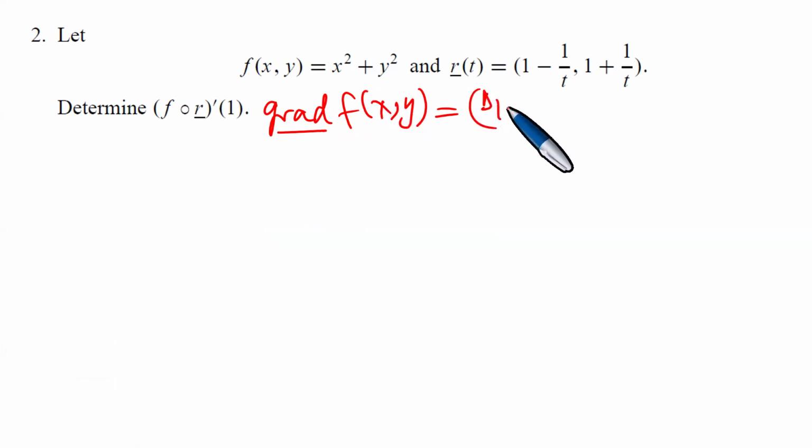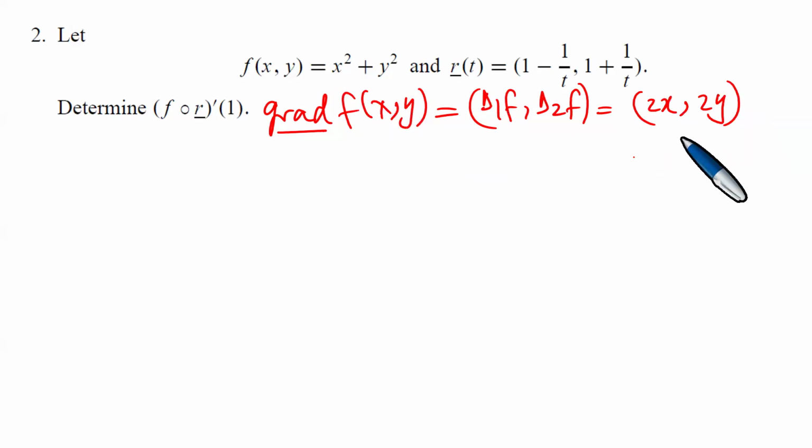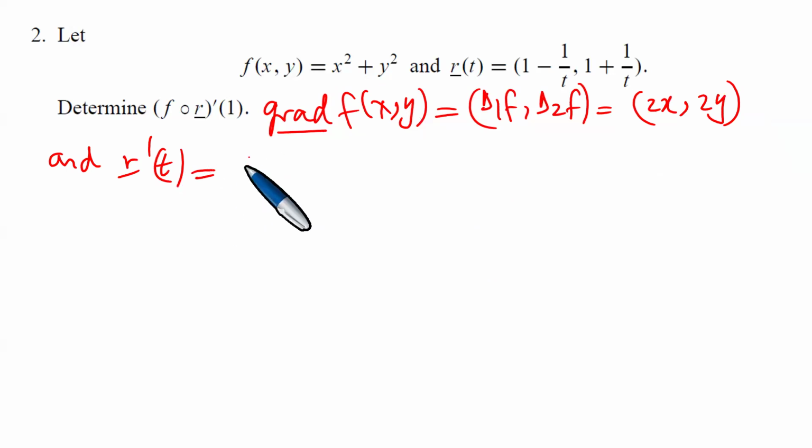Now it is d1 f, d2 f, which is the derivative with respect to x, 2x, and the derivative with respect to y, 2y. And then we would have the r primed of t. The derivative of 1 is 0, and the derivative of minus 1 over t is the same as the derivative of minus t to the minus 1, which becomes 1 over t squared. Then the derivative of 1 plus t to the power minus 1 becomes minus t to the minus 2, minus 1 over t squared, like this. Now, what are we able to achieve out of this?